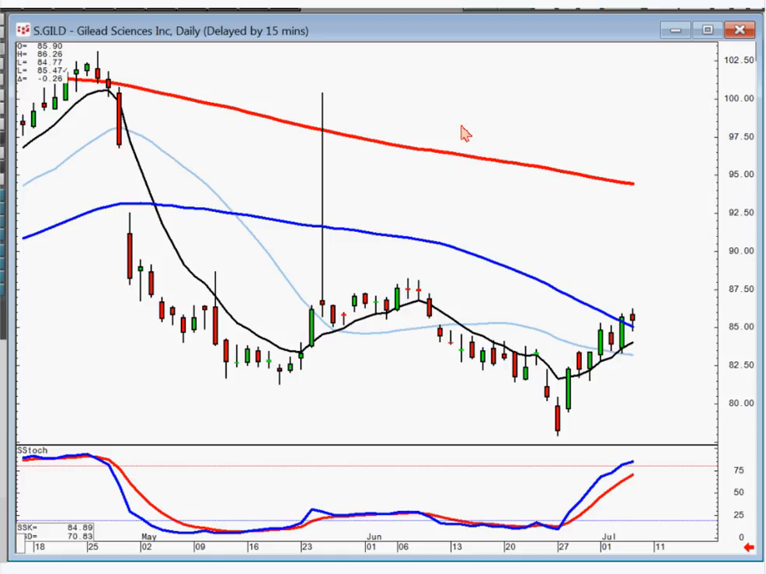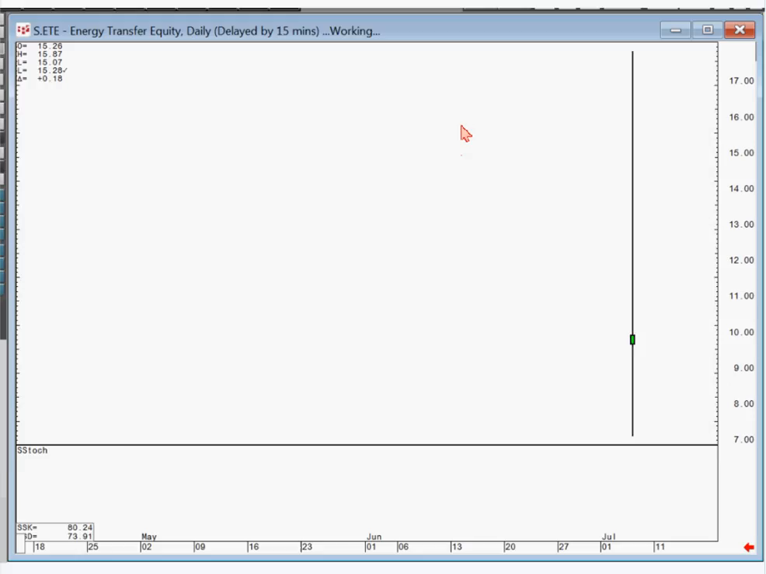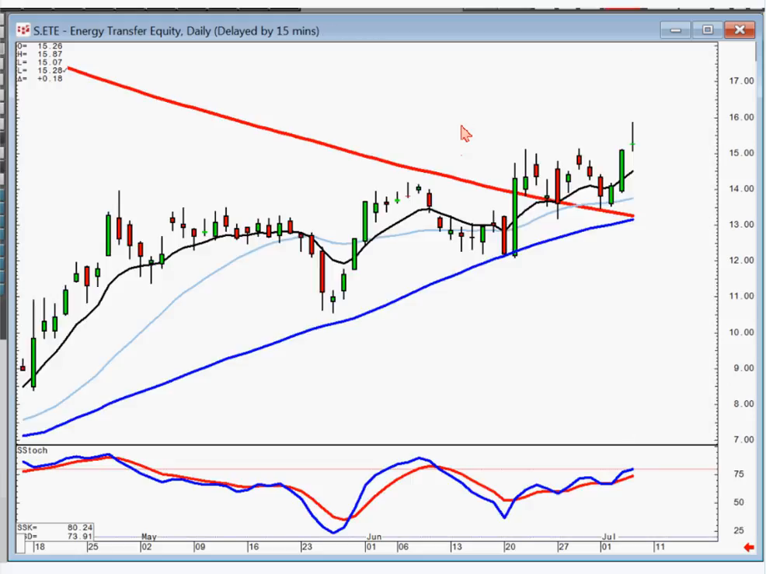And Guild, you can stay long on this one. It's not a very exciting stock right now, but if you're staying with it, don't let it close back below the T-line. And energy transfer, still very slow uptrend and you're at the top of the trend channel. If you like it, don't let it close below the T-line.